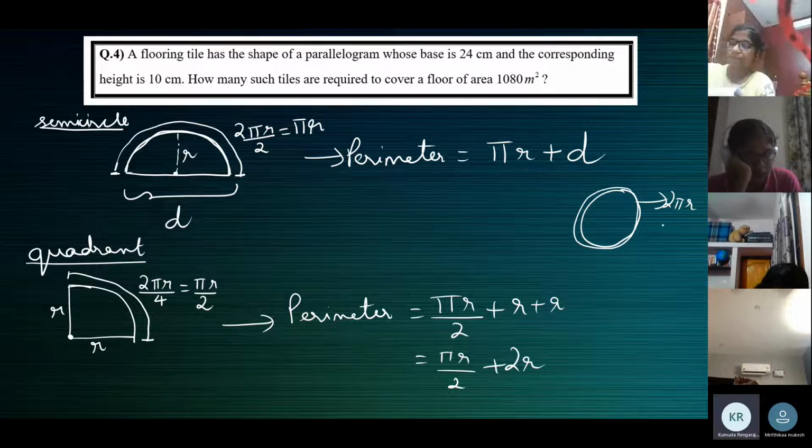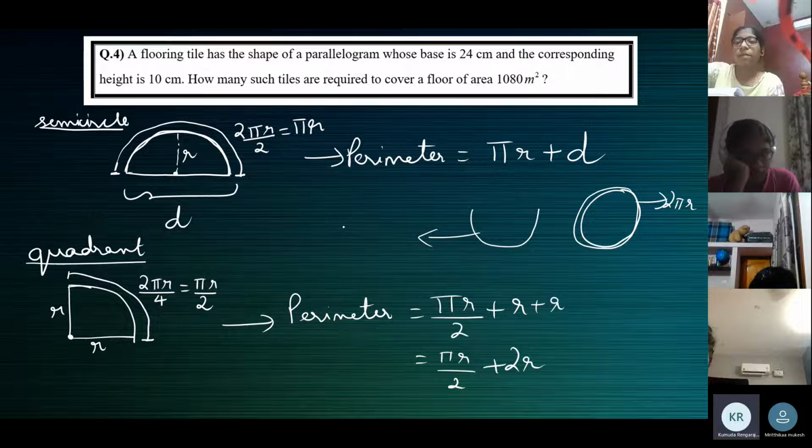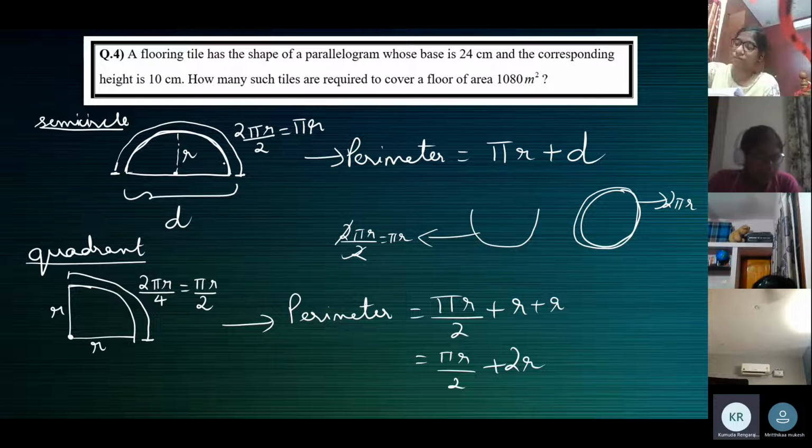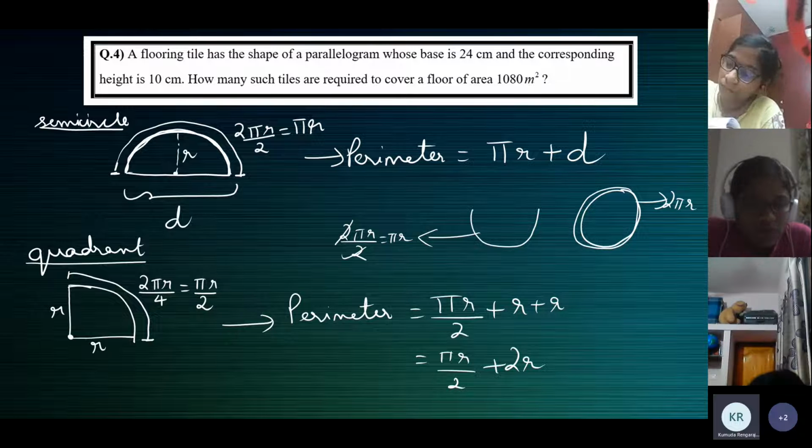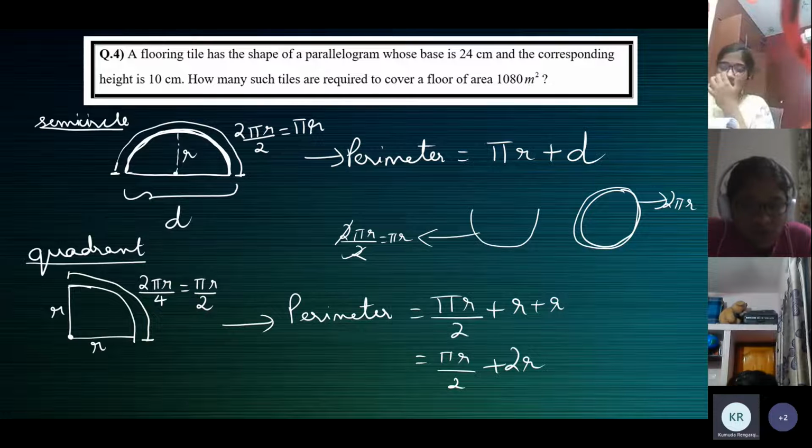So what will be half the length of the circle? Half the length is this one. So what will be the length of this arc? It will be the total 2 pi r by 2, pi r, correct? Yes, ma'am. Yeah. So that's what we see here in this figure. In this figure, this arc is a semicircle.